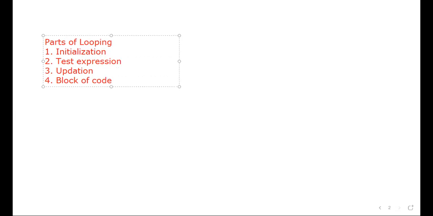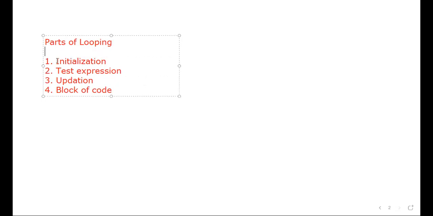Actually initialization, test expression, updation ये सारे part of code ही हैं, लेकिन फिर भी we just try to call this block of code, which stands for those set of statements which are written within curly open and curly close, which are to be repeated. I have already explained this in my previous slide. Now I'm telling you where these exist in for loop, where this exists in while loop and where this exists in do while loop.